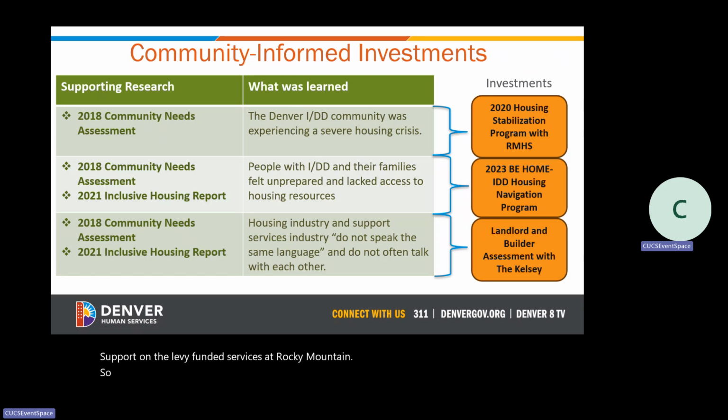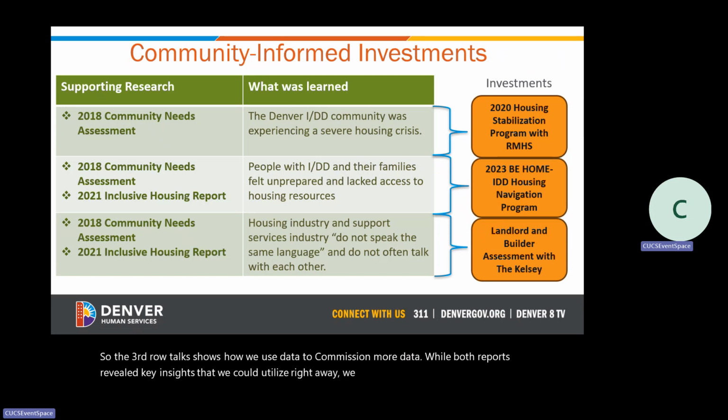So the third row shows how we use data to commission more data. While both reports revealed key insights that we could utilize right away, we learned of new gaps that required new thought sharing. We learned that the housing community was relatively absent from the conversations that were continuing to occur within the IDD community. And so because of that, our advisory council asked that we investigate and identify landlord and builder concerns with renting and creating housing for people with IDD in Denver. And this is what led to our most recent research project, which we commissioned with the Kelsey, called the Landlord and Builder Assessment.